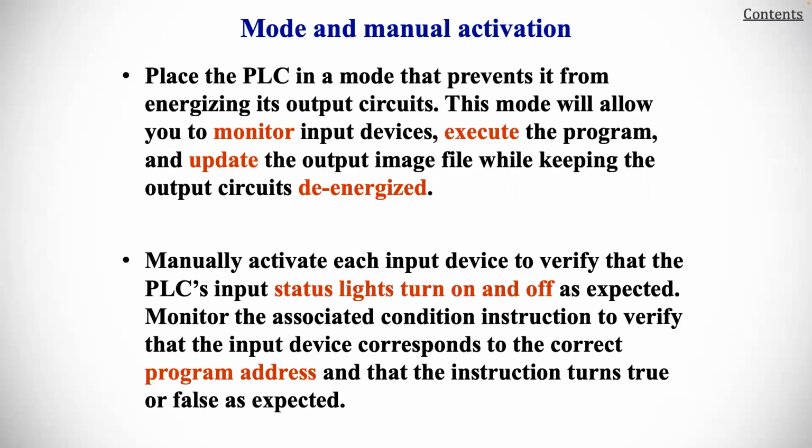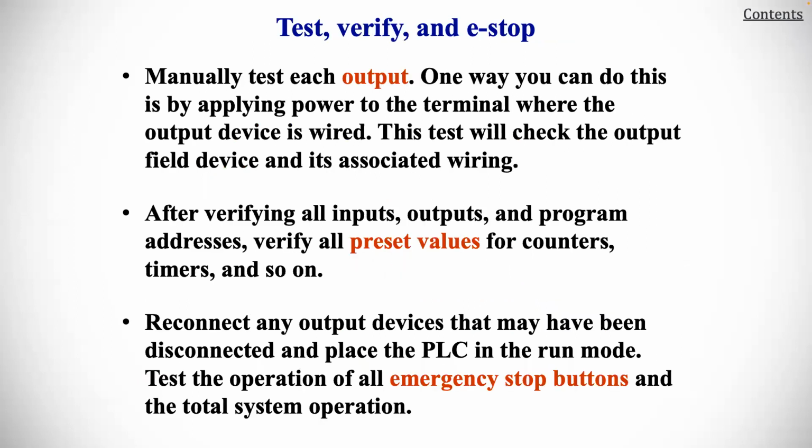Place the PLC in a mode that prevents it from energizing its output circuits. This mode will allow you to monitor input devices, execute the program, and update the output image file while keeping the output circuits de-energized. Manually activate each input device to verify that the PLC's input status lights turn on and off as expected. Monitor the associated conditional instructions to verify that the input device corresponds to the correct program address and that the instruction turns true or false as expected.